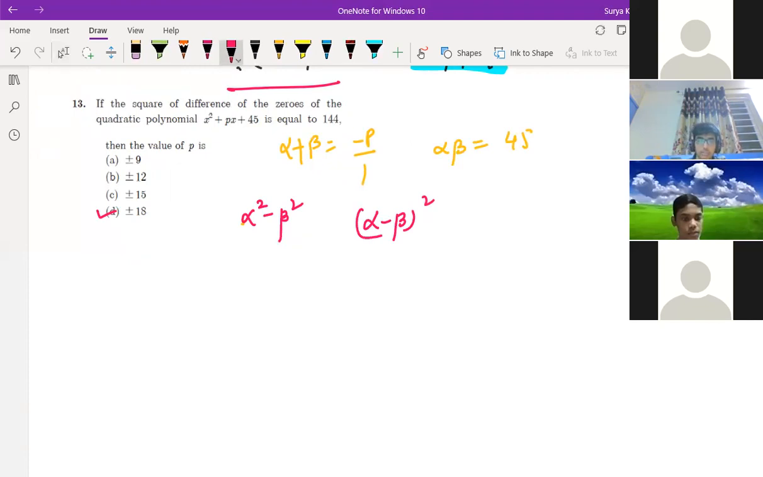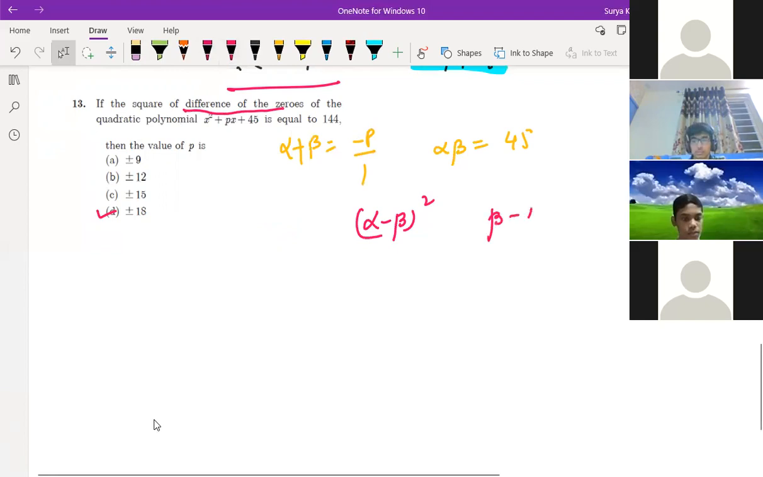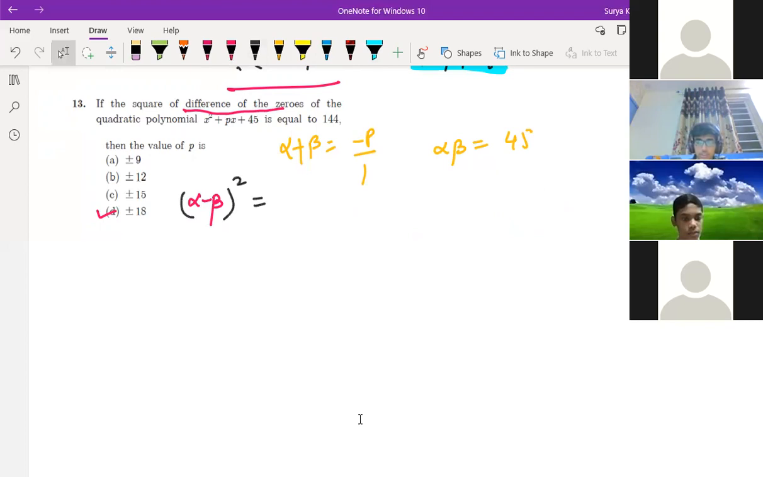Second one, sir. So the square of the difference is to be found, so first you should find the difference. The difference is alpha minus beta or beta minus alpha, anything we can take. Alpha minus beta or beta minus alpha whole square you can take. So how to find alpha minus beta? Sir, alpha minus beta whole square equal to 144. They have given 144 only. So alpha minus beta is equal to plus minus 12, right?